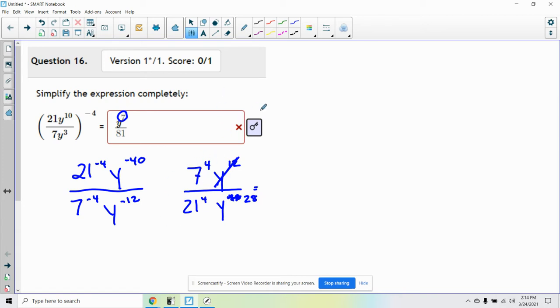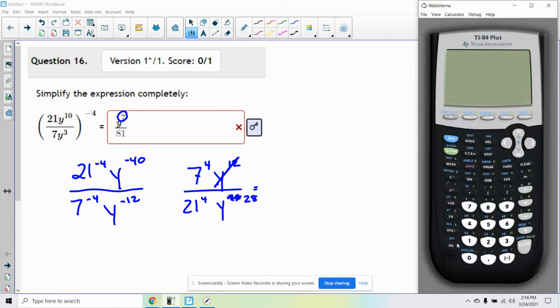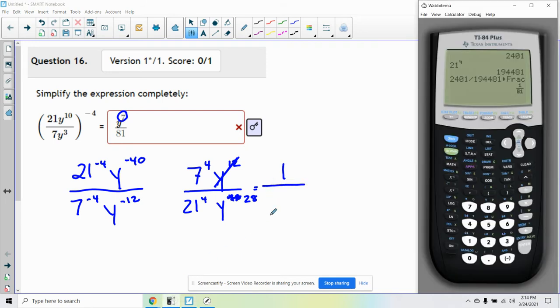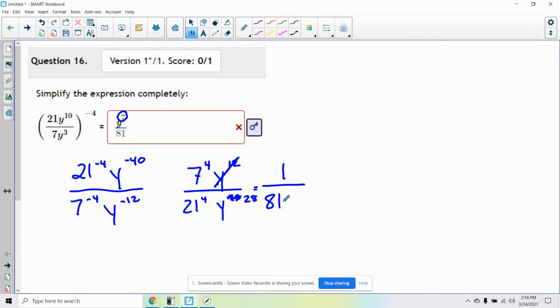Okay, and then you can figure out what this is in your calculator by just doing 7 to the 4th power. Figure out what that is. Then I'm going to do 21 to the 4th power. And I'll just do this number, 2401, divided by this number. And then I'm going to hit math, enter, enter, and it'll reduce it for me. So this is just going to be 1 over 81 times y to the 28th. Okay.